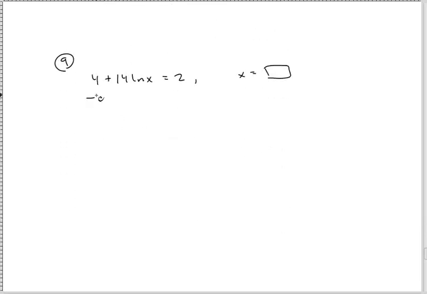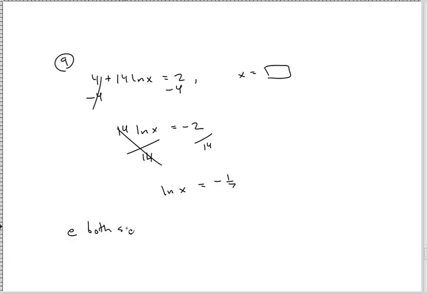Well, first off, I'm going to minus the 4 on both sides. So I got 14 ln x is equal to negative 2. I'm going to divide by the 14 on both sides. And so then I got ln of x is equal to negative 1/7, I guess. To get rid of this ln, what you need to do is e both sides. It's kind of like the opposite of ln both sides. So you e both sides. Cancel. And so x is equal to e to the power of negative 1/7.